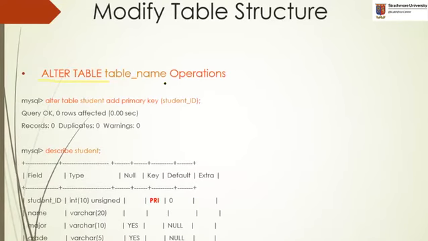Alter table, then you have the table name, and then the operations that you want to do. So in this case, we are having alter table student, and then we are adding a primary key, and this primary key that we are adding, we are setting the student ID, which we had already provided, to become our primary key.